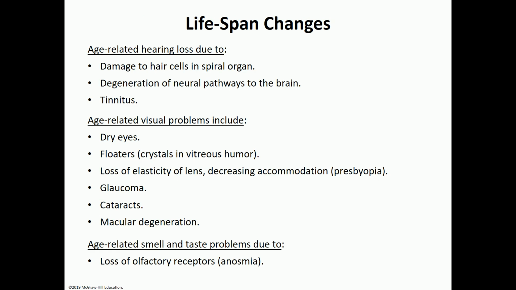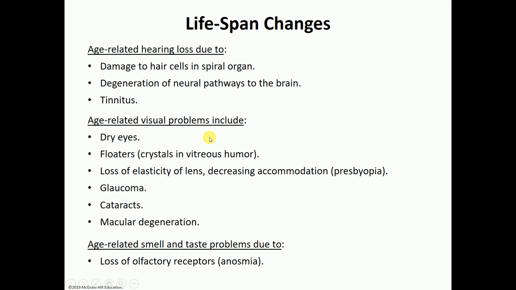What are the lifespan changes that happen to senses, generally speaking? Well, for hearing loss, there is age-related hearing loss. That's due to damage of hair cells in the spiral organ and degeneration of the neural pathways, and then there's tinnitus. And tinnitus is that sense of a humming sound that occurs in the ear, whether there's a sound or not.